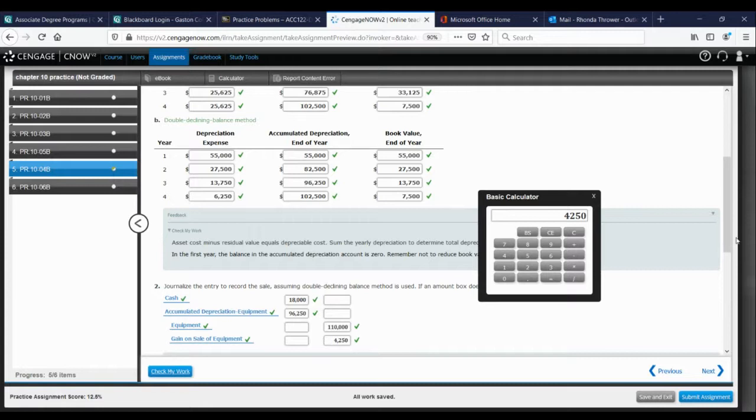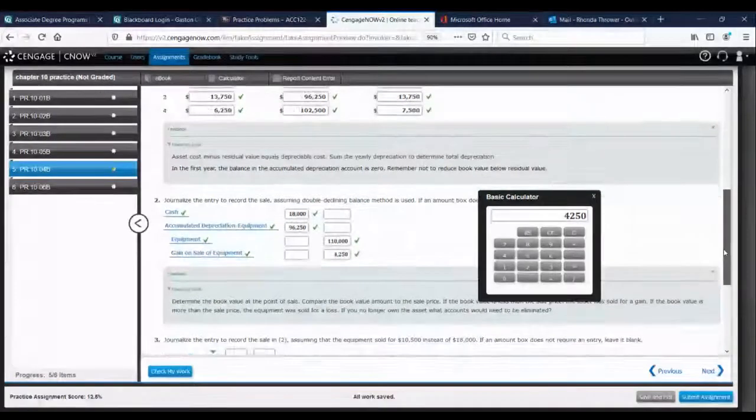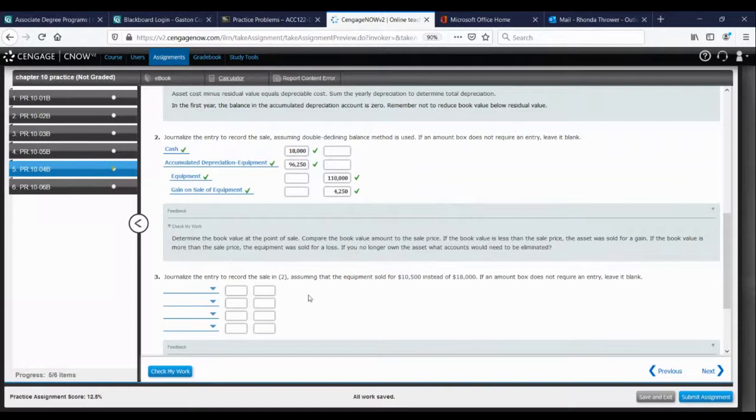So my journal entry is in balance now. We have 2 debits and we have 2 credits, and they're in balance. In the next part of this problem, they're asking you to journalize the entry to record the sale, assuming that the equipment sold for $10,500 instead of $18,000. This is a what if analysis.